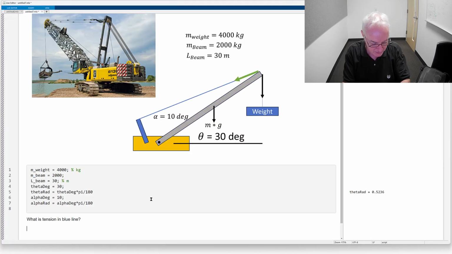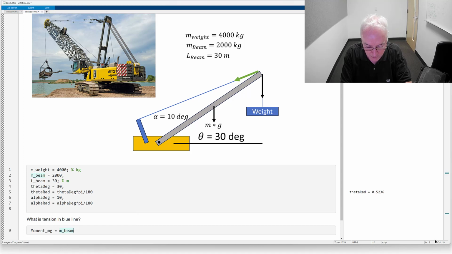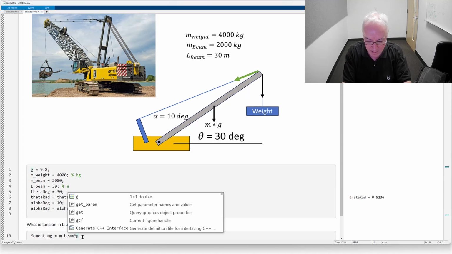And so I think what I'll do is I'll actually go into code mode even right now, and so let's just get these while we just talked about it. And so I'll call moment_mg will be equal to m_beam times, I keep on forgetting to do that, so let's put g in here right now. G is equal to 9.8, which of course will be meters per second squared, and so then we multiply by that g right there, and again by that cosine.